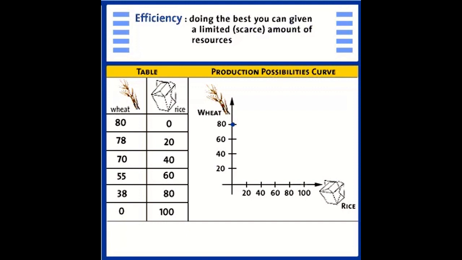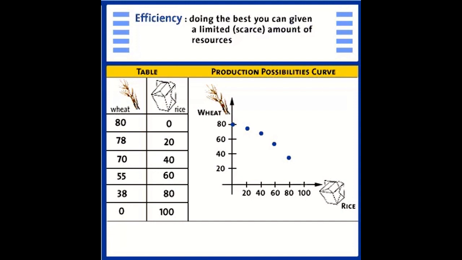If we produce 40 bushels of rice, then the maximum wheat production I can get out of my economy is 70. So there's another point on the curve. With 60 bushels of rice, I get 55 bushels of wheat. With 80 bushels of rice, I get 38 bushels of wheat. And finally, with 100 bushels of rice, my wheat production has been pushed down to 0 because all of the resources are devoted to the production of rice.